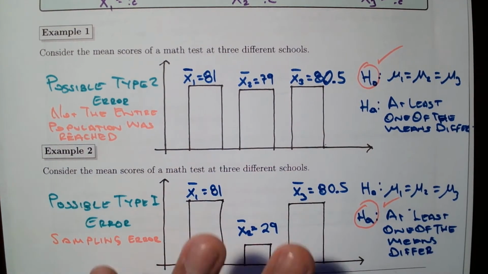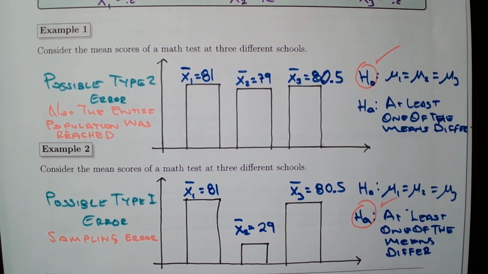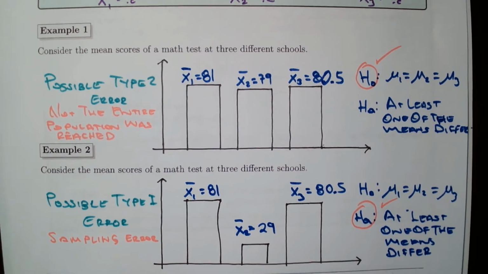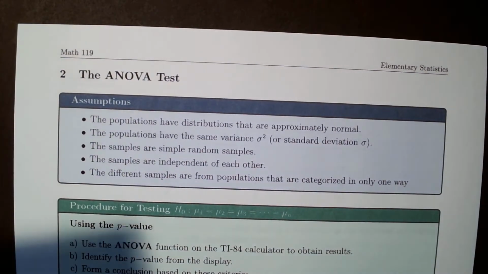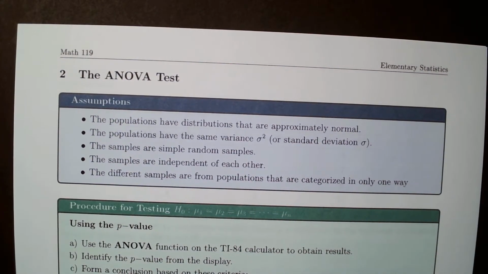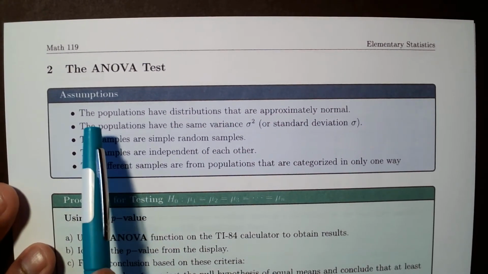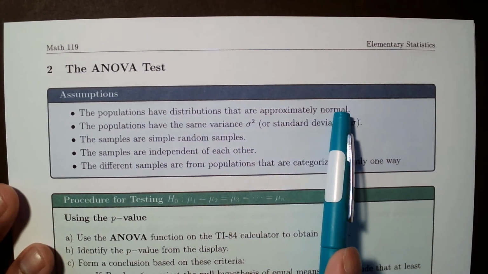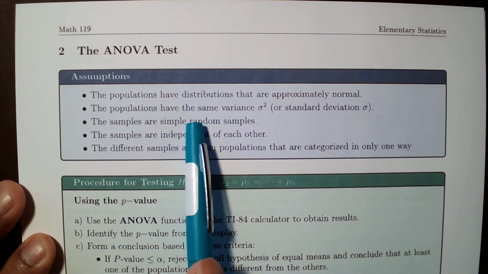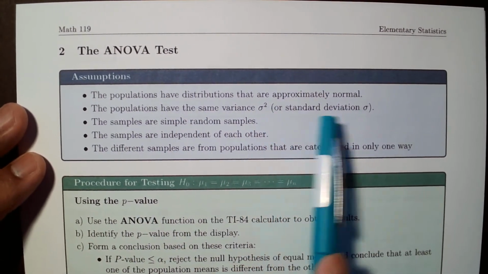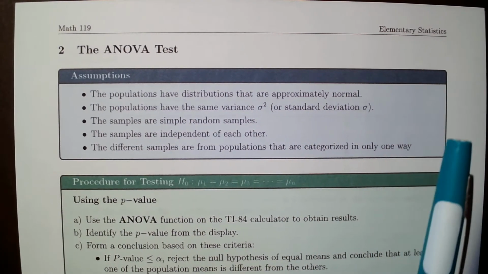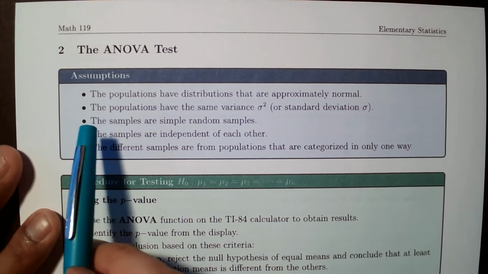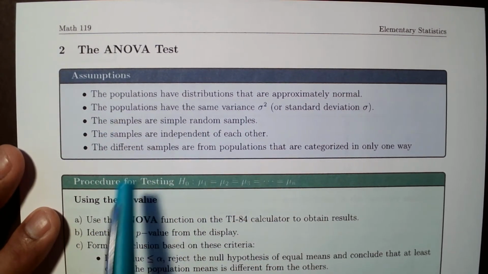Alright, so this is pretty much the bigger picture of what we are going to do for the Anova test. All we do is compare 3 or more means. What are we going to use to perform the test? Well, for the Anova test, number one, the assumptions. The populations have distributions that are approximately normal. The populations have the same variance or the same standard deviation. In this case, we are not going to calculate any variances or standard deviations. And the samples are simple random samples.